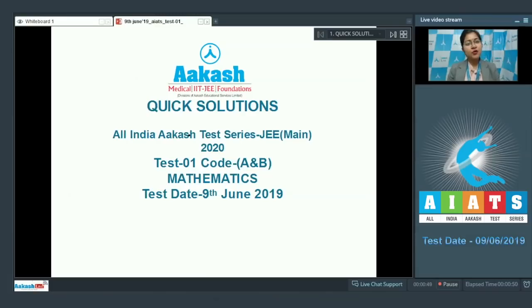Hello everyone. Today we will be discussing the quick solutions of All India Akash Test Series Test 1 Code A and B for 12th studying students, which was held on 9th June 2019.